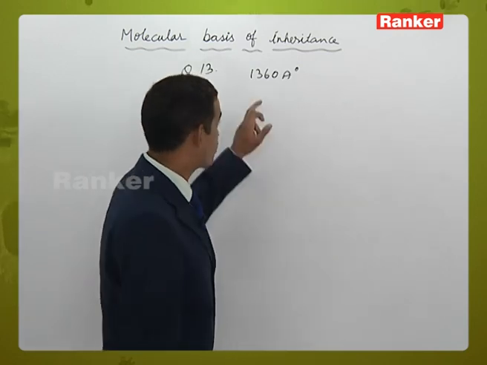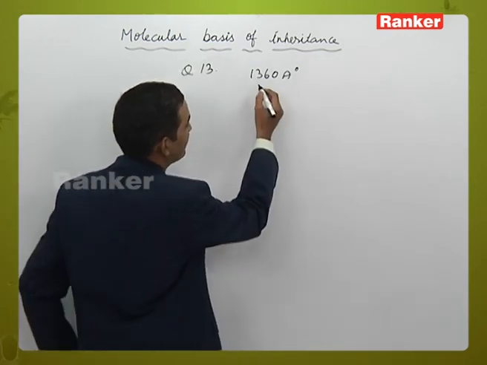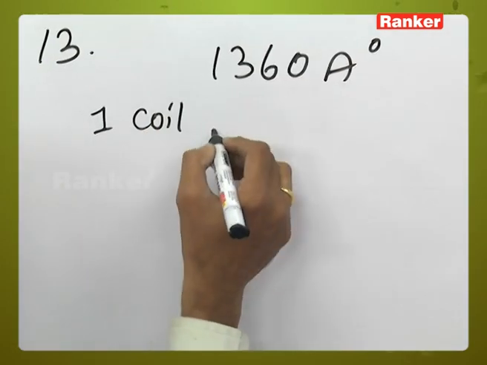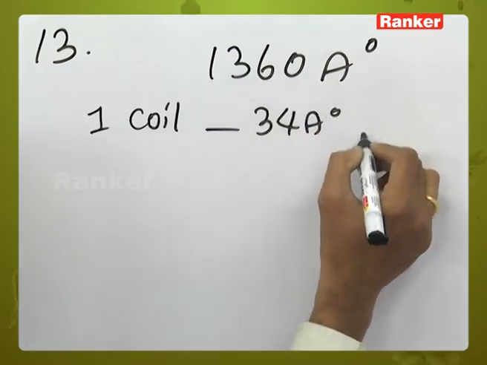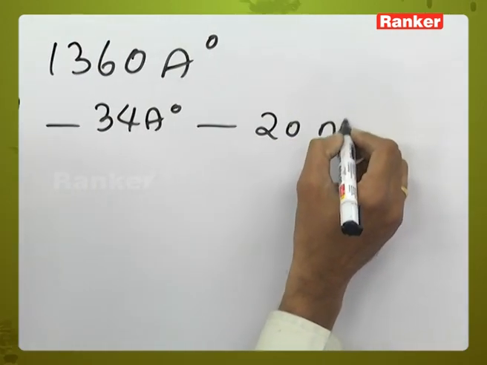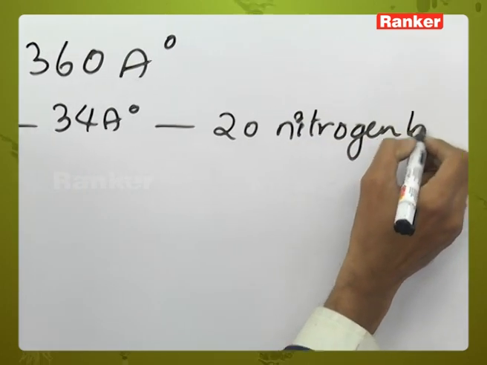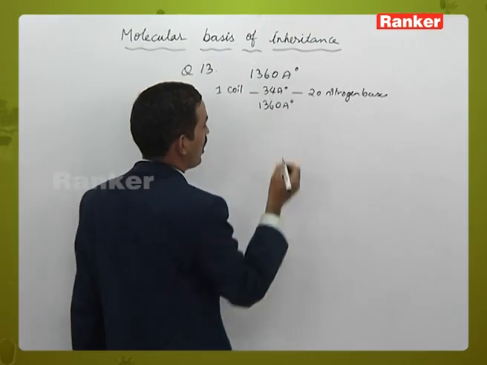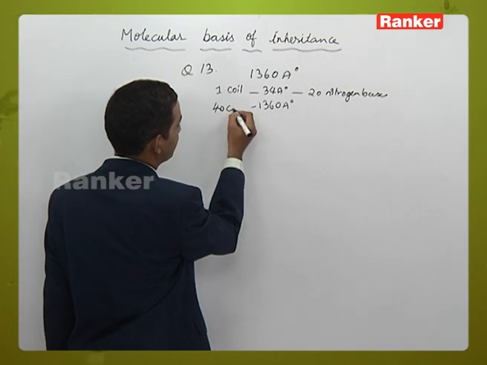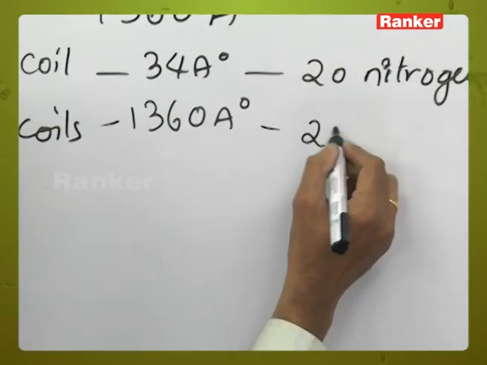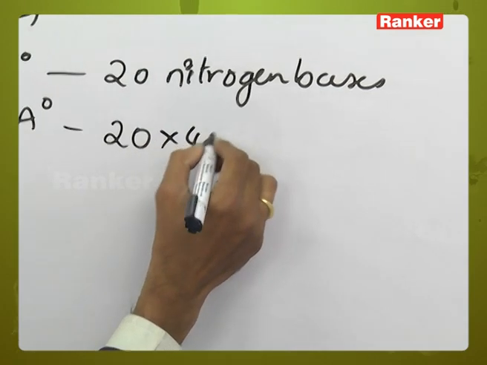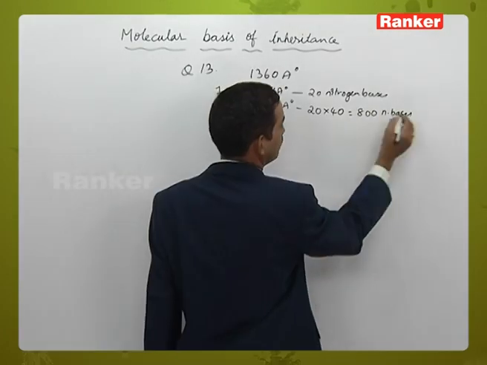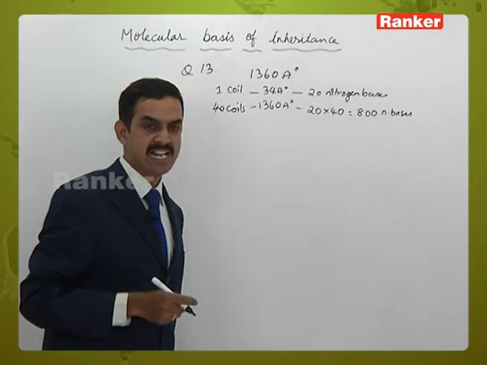Okay, here the question is related to a DNA molecule whose length is 1360 angstroms. We know that in general one coil has a length of 34 angstroms, which contains 20 nitrogen bases in it. But in the question the length of the DNA is 1360 angstroms, so it is forming 40 coils. When 40 coils are there, each coil has 20 nitrogen bases, 20 into 40. It comes to 800 nitrogen bases in that DNA which is of 1360.